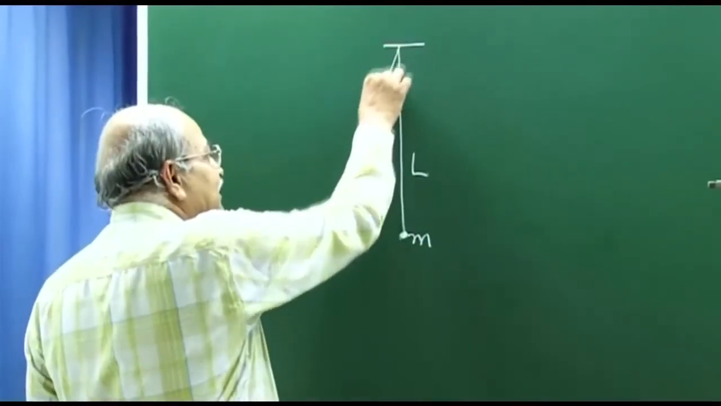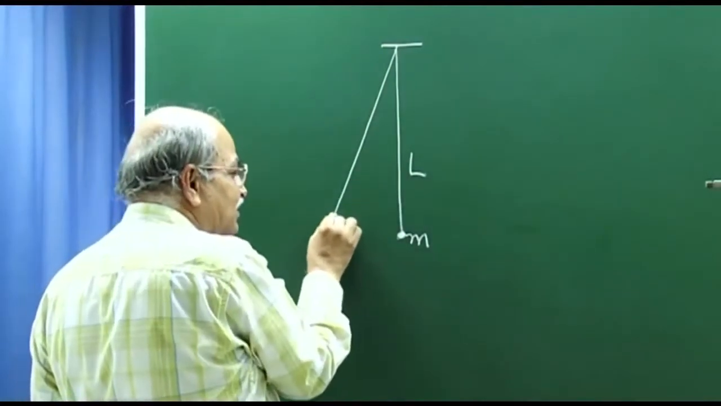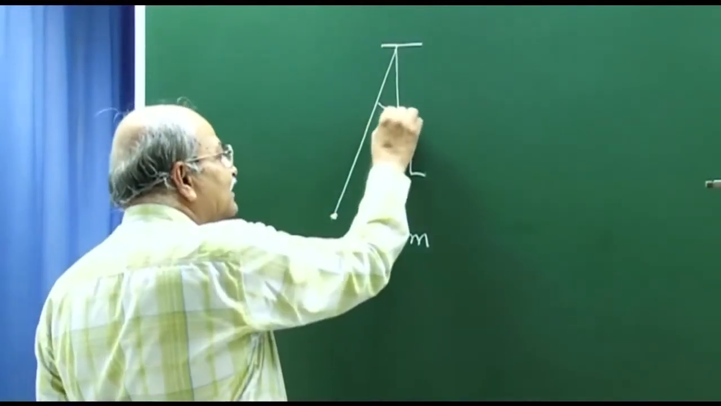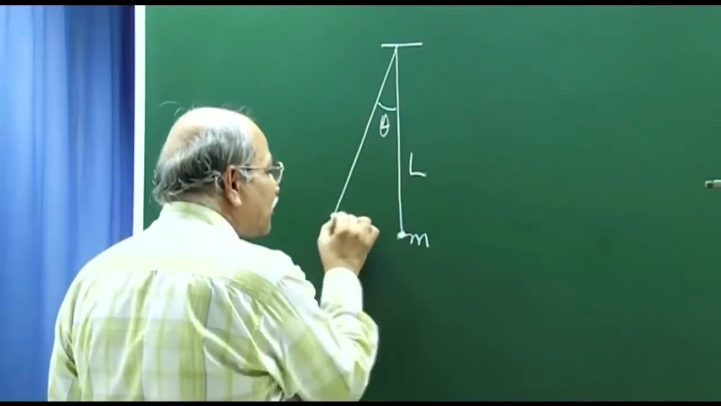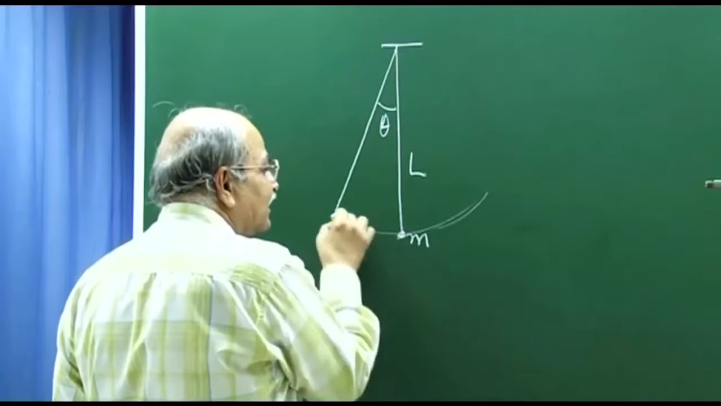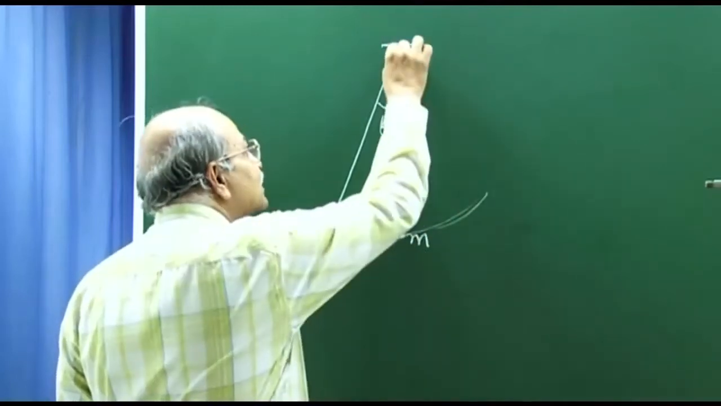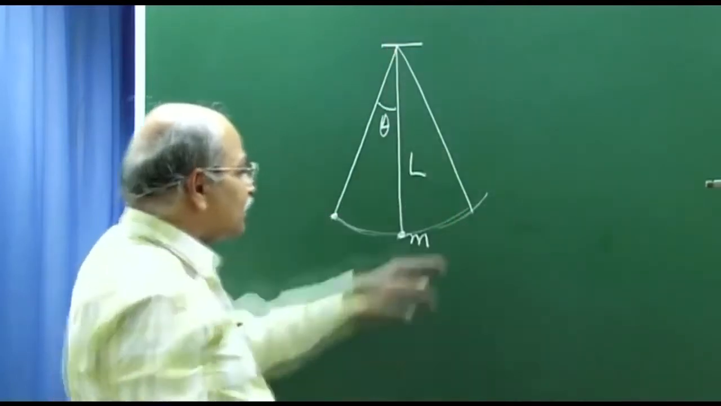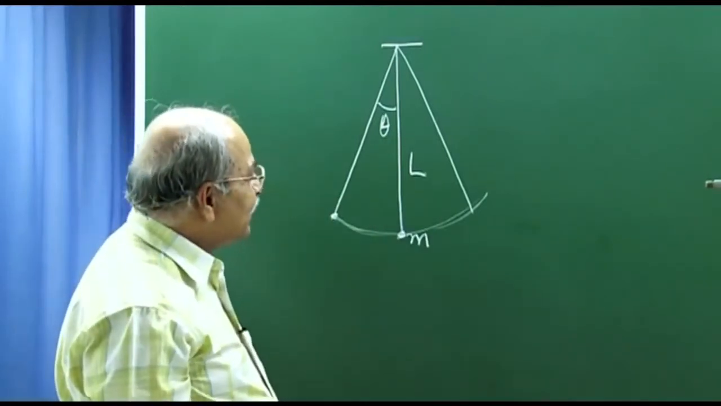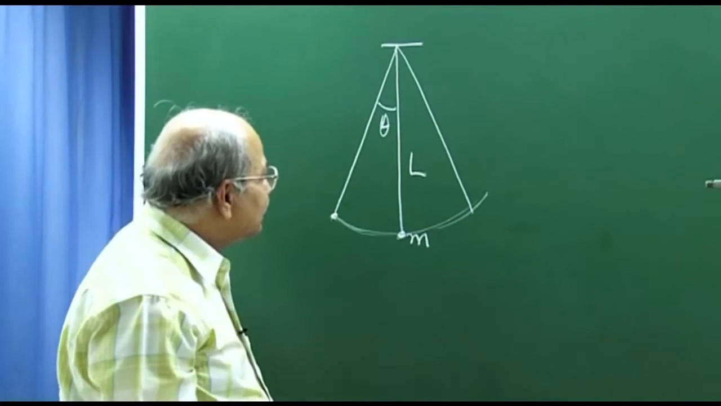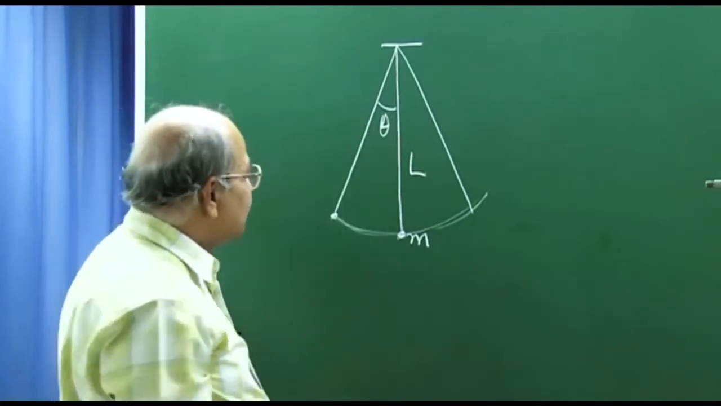At a certain time, if it is here and this angle is theta, and you leave it from here, then it goes like this and comes like this. So, it oscillates on an arc of this circle. How do we get the expression for the time period? We write equations of motion.